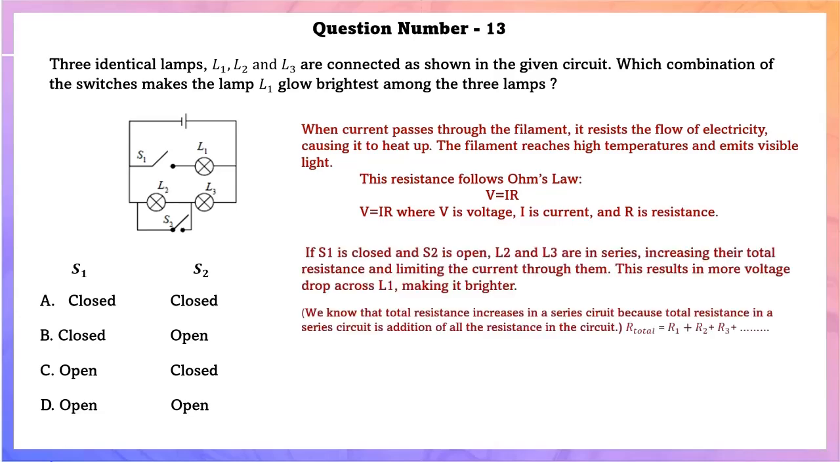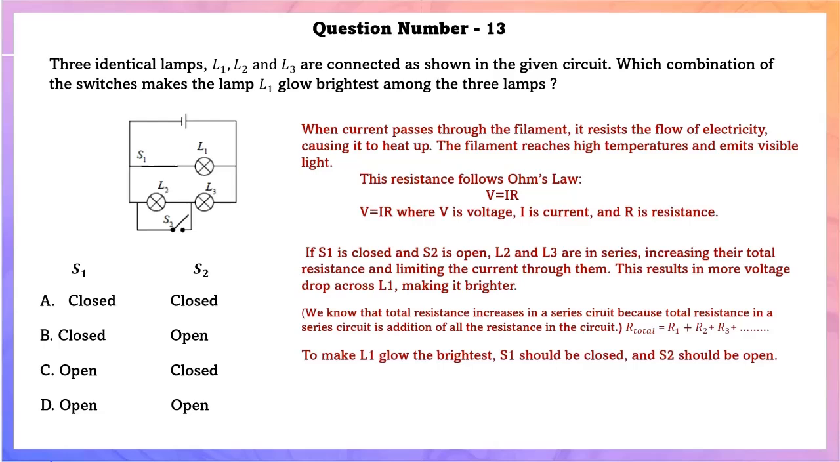If S1 is closed and S2 is open, L2 and L3 are in series, increasing their total resistance and limiting the current passing through them. This results in more voltage drop across L1, making it brighter. We know that total resistance increases in a series circuit because total resistance in a series circuit is the addition of all the resistances in the circuit.